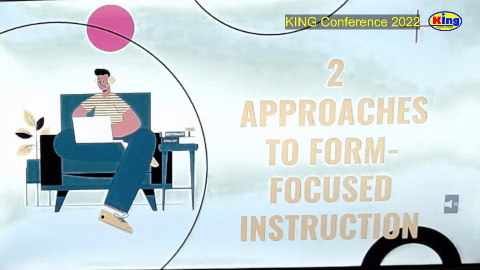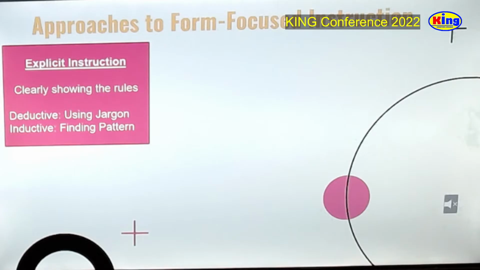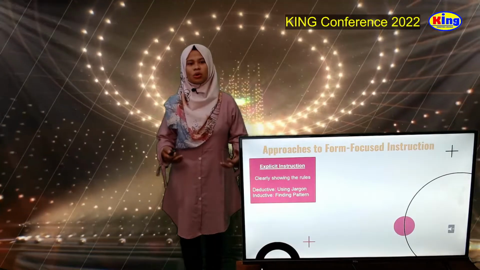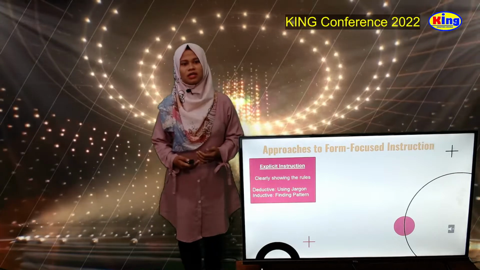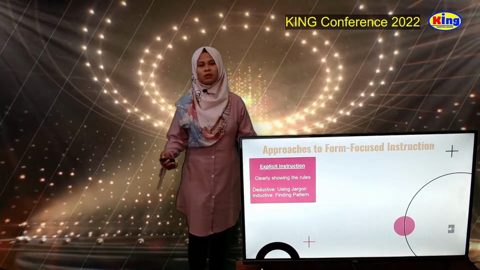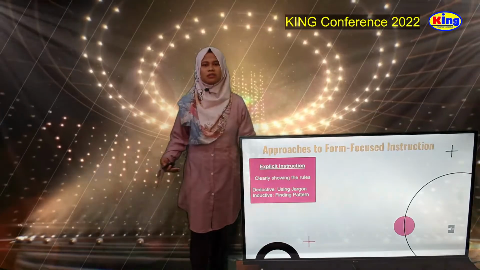Then the second one, we talk about approaches to form and focus instruction. We have explicit instruction. When we give the instruction for the grammar class, you can give the instruction explicitly. It means clearly showing the rules. You can use it in a deductive or inductive way. For the deductive, you mention the rule clearly before the activity. Okay students, today we would like to learn about past tense, for example, like that.